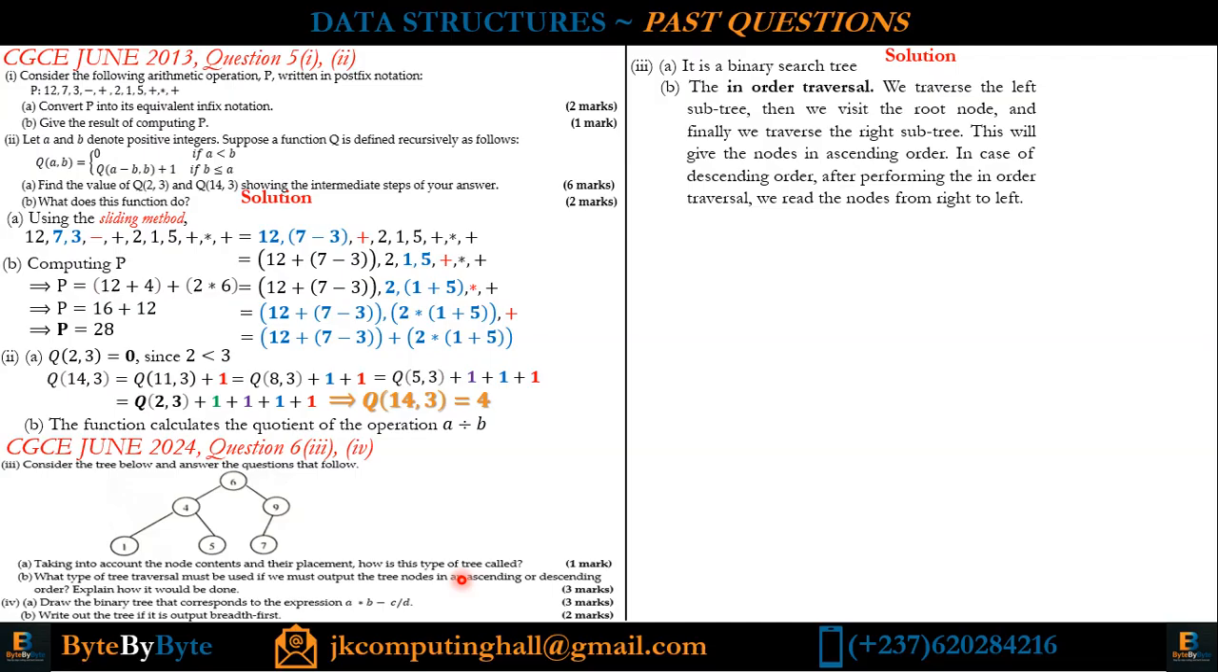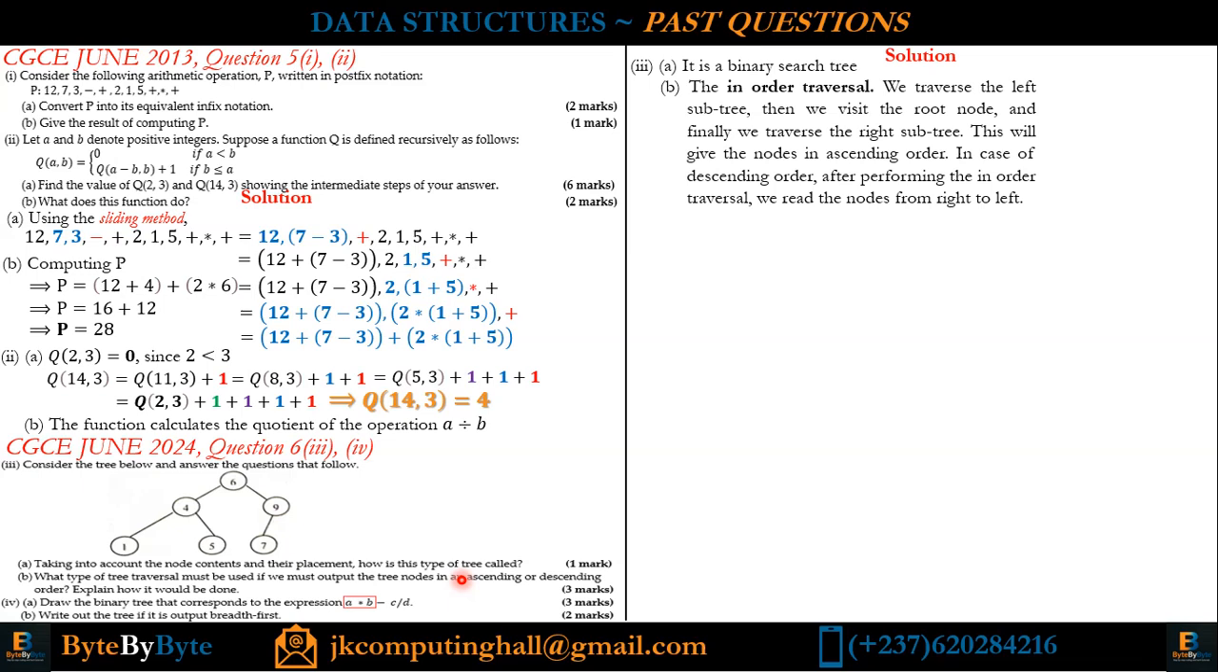Sub 4 says, draw the binary tree that corresponds to the expression A times B minus C divided by D, which is what we call an expression tree. And remember, even to draw an expression tree, we need to follow the operator precedence. So what do we have here? The first operation we perform is A star B. Remember that for an expression tree, the operands are leaves while the operator is a parent node. So for A star B, A and B will be the leaves while star will be their parent.